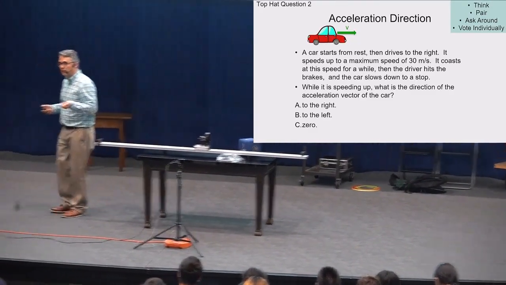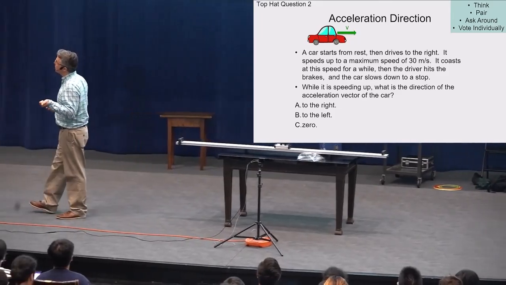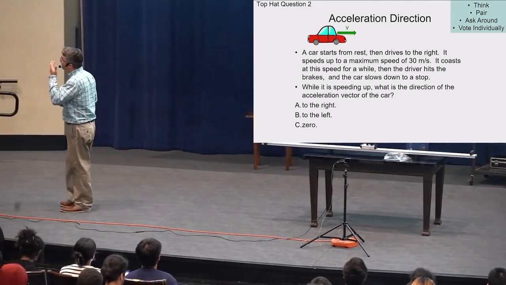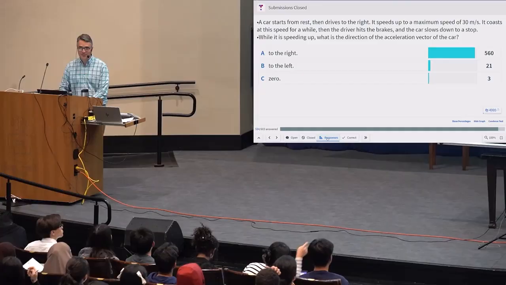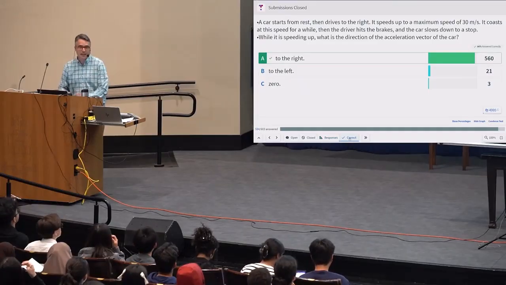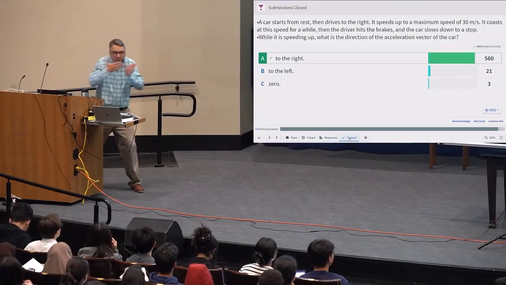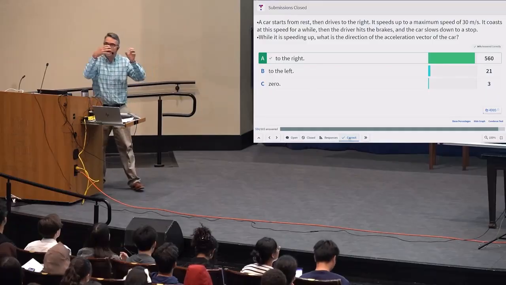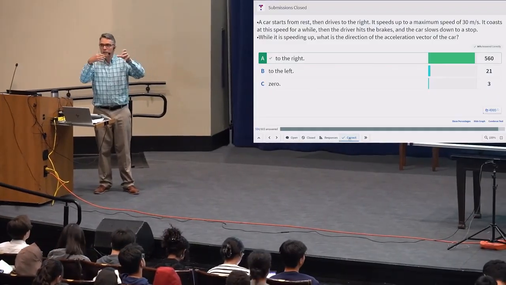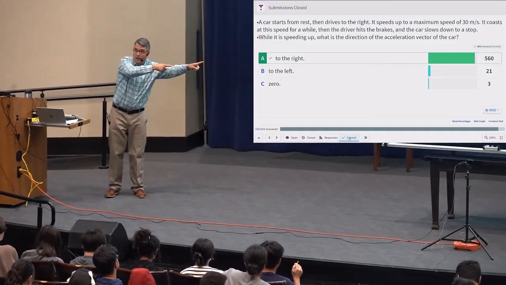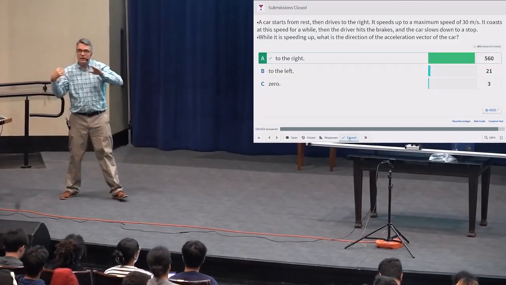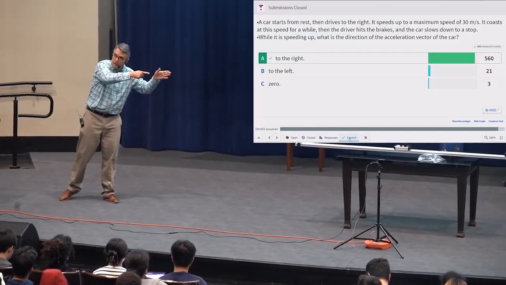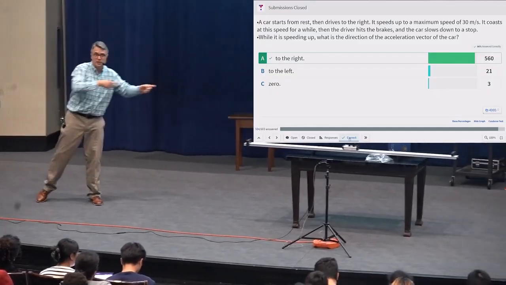If it's speeding up, what is the direction of the acceleration vector of the car? Wow, okay, so I didn't even teach this, and some of you have a good intuition. Speeding up, your acceleration is in that direction, so that your change of velocity goes from 0 to something in the forward direction, 30 meters per second. So that delta V is to the right, so your acceleration is to the right.